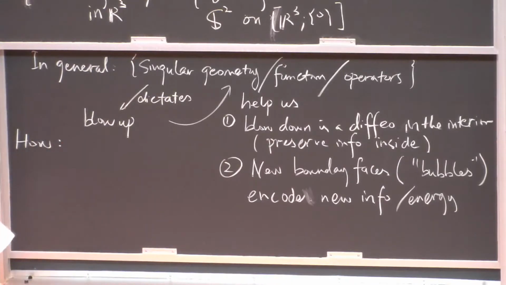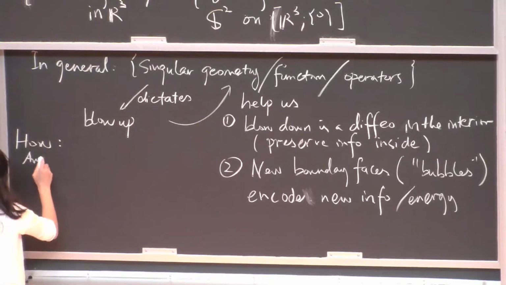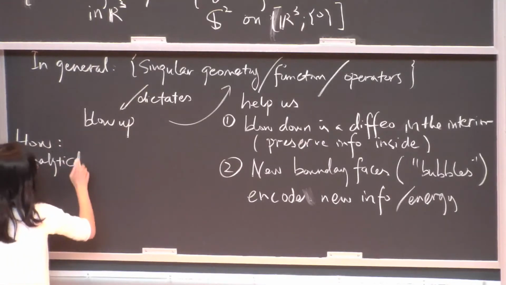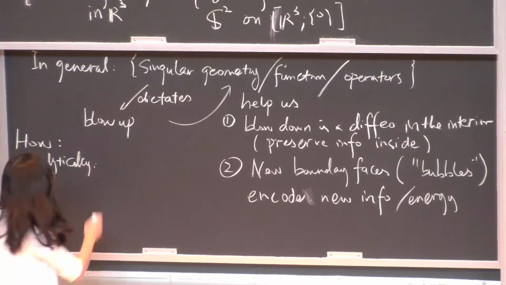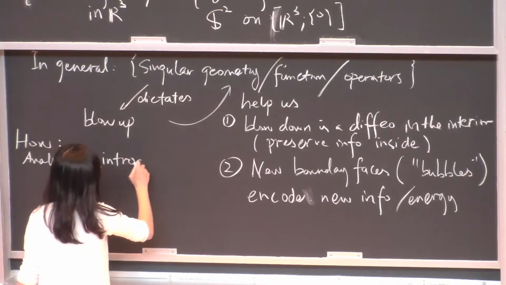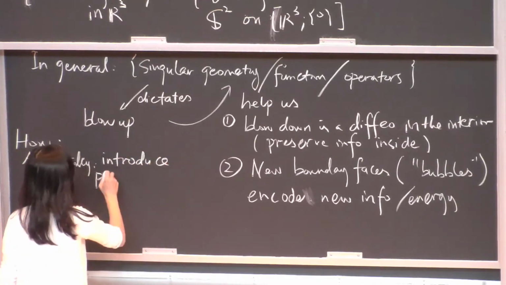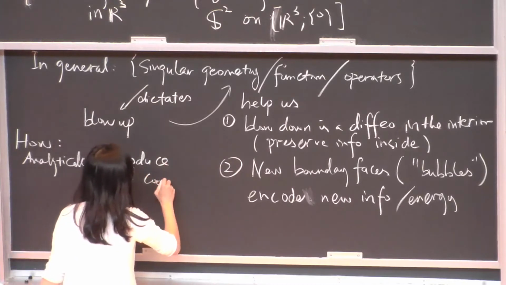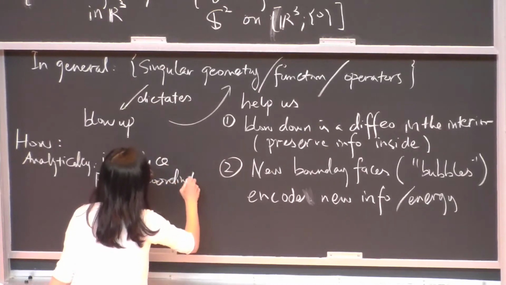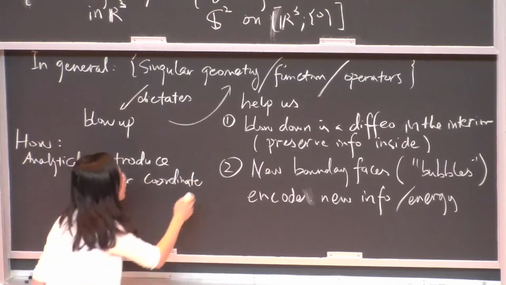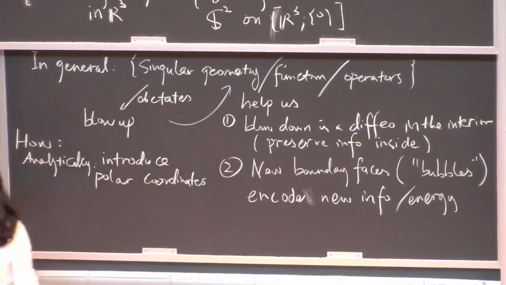So, analytically, what we're really doing is just introducing polar coordinates. At least in this radial blow-up setting, that's all we're doing. But it can be more complicated and can be iterated. And you'll need to choose your coordinates carefully. But usually, it just means you introduce new functions and claim it's smooth.